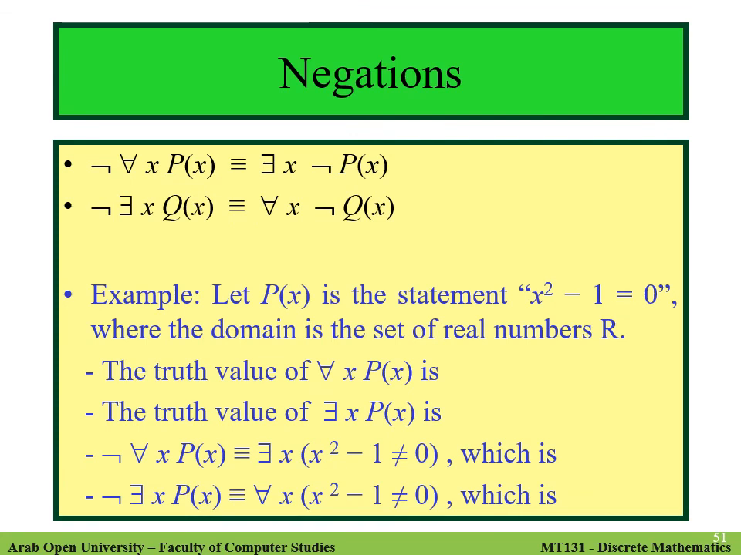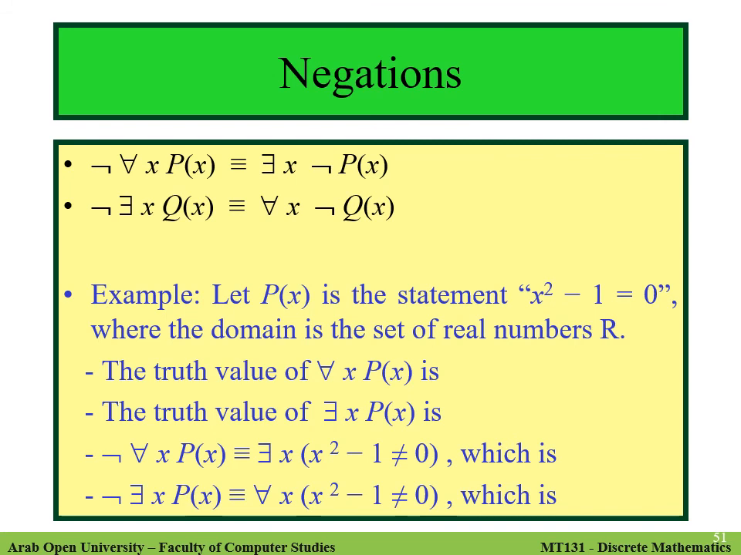Next, we would like to see how to write the negation of the universal quantification and the existential quantification. The first formula: if you want to write the negation for the universal quantification, before you apply the negation, for all x, P of x means P of x is true for all values. The negation should be that P of x is false for some value. So you can write this as there exists an x such that not P of x. That is, P of x is false for some value of x.